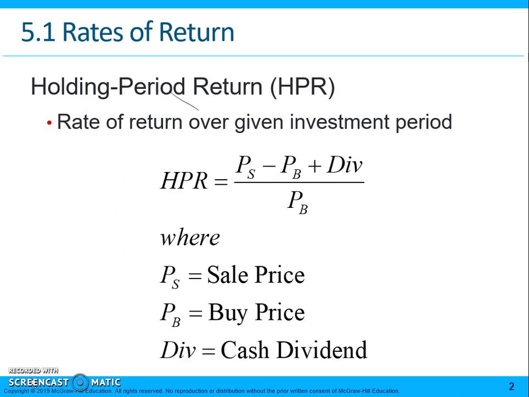The formula looks like this. HPR, or holding period return, is simply the price you sold it for. This can also be the price at the end of the period, minus the price at the beginning of the period, or the price you bought it for, plus any income. So it doesn't necessarily have to be dividends. You can use this formula for bonds, stocks, any investment.